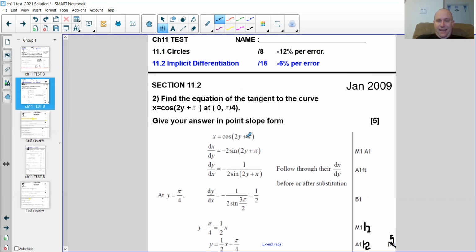So with it starting off as x equals, I know normally we like them to be y equals, but if we do that, we're going to have to do inverse cosine of x. And when we differentiate, we haven't done differentials of inverse cosine.